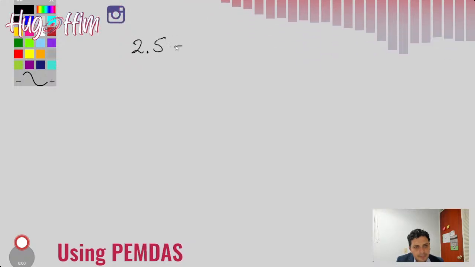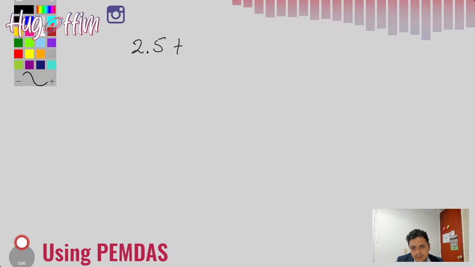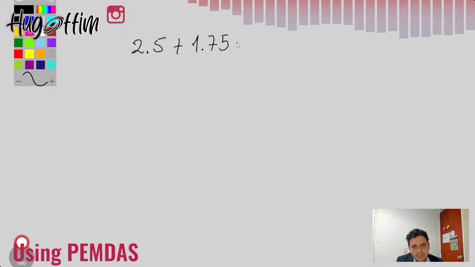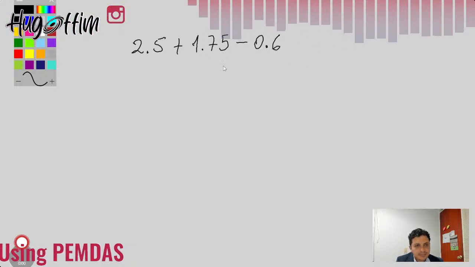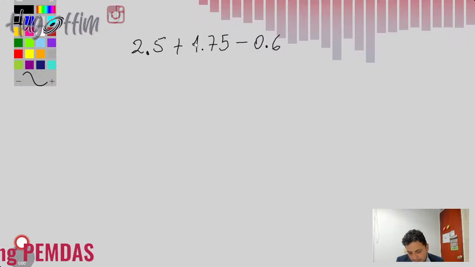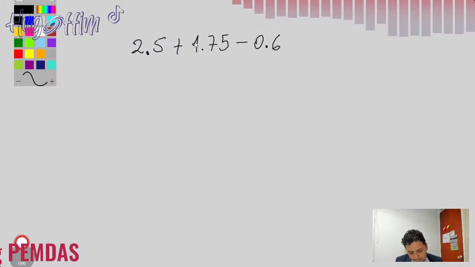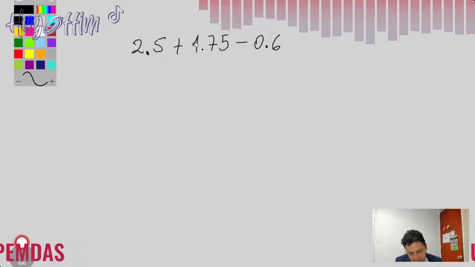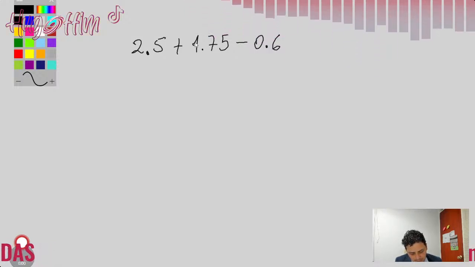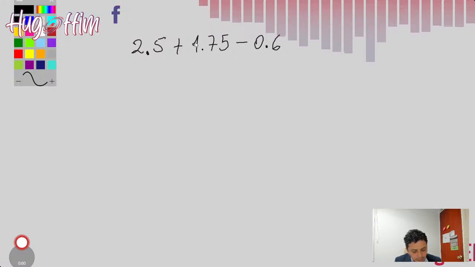2.5 plus 1.75 minus 0.6. Okay, this is just addition and subtraction of decimals. Remember that in addition and subtraction of decimals, you must align the decimal point. Okay, you must align the decimal point.